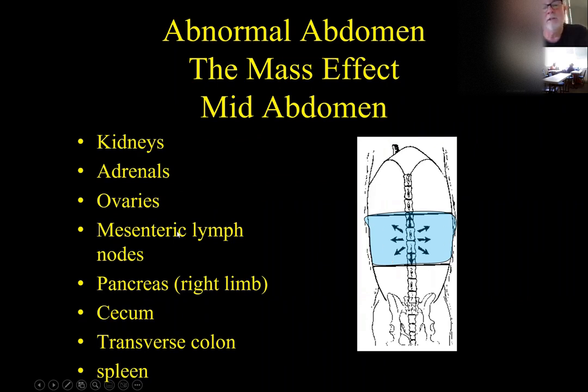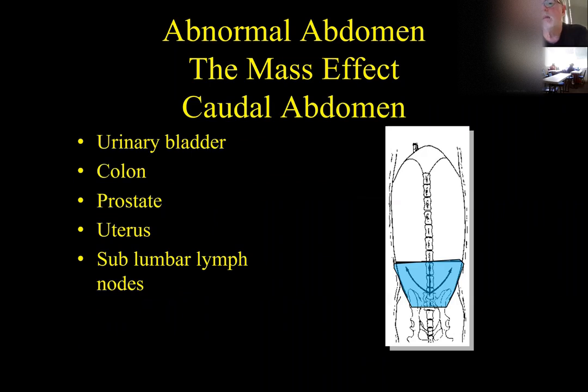So the adrenal glands, the ovaries, mesenteric nodes, pancreas, especially the right limb, the cecum lives right down in here, the transverse colon, the descending colon, but probably the most common one would be a spleen. And then the caudal abdomen, what lives there on the VD view? Well, all these things could cause a mass effect. The urinary bladder, the colon, the prostate, uterus, and the sublumbar nodes all live there.